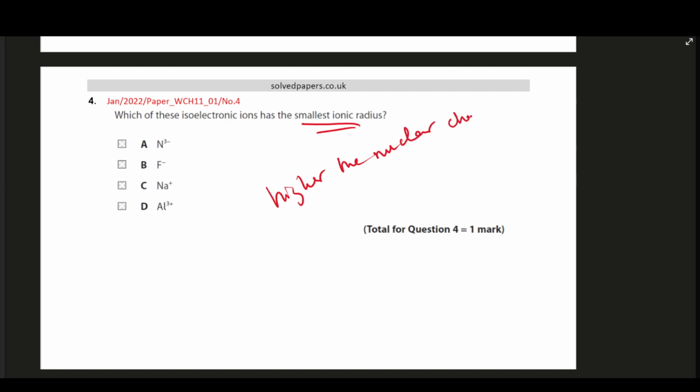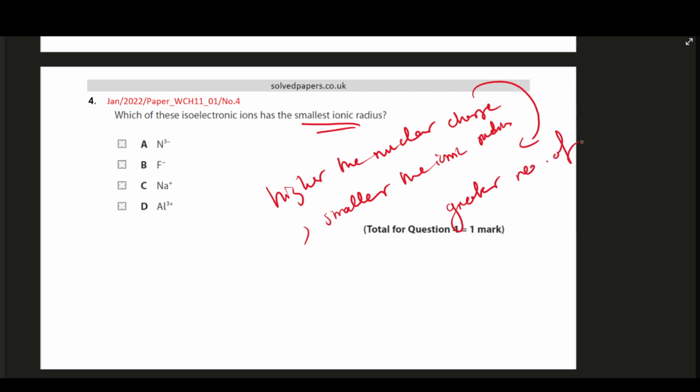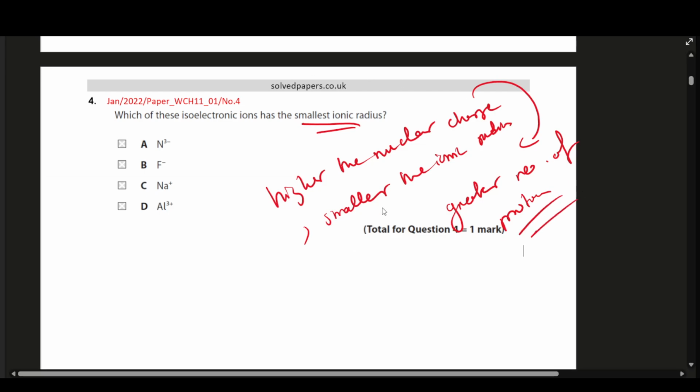So can you tell me who has the smallest ionic radius? The higher the nuclear charge, the smaller the ionic radius. And how do you increase the nuclear charge? Greater number of protons, right? Now tell me who has the greatest number of protons among these four ions. It's pretty simple, isn't it? Yes, aluminium is the correct answer, D. Did you understand how I approached this question?